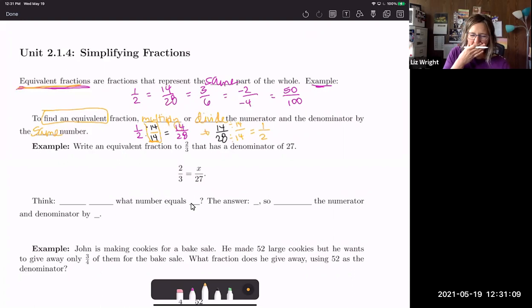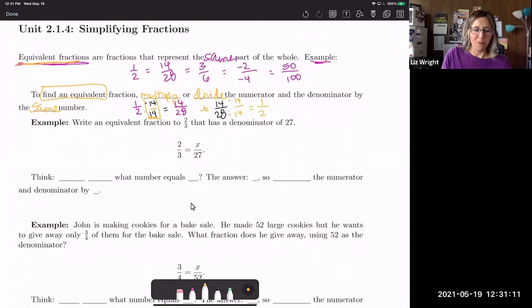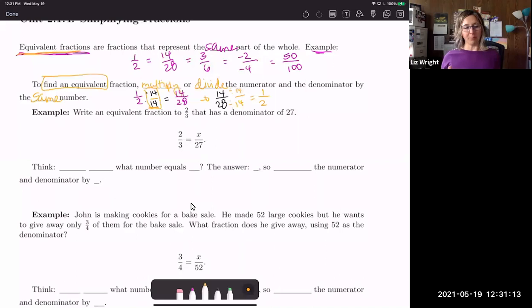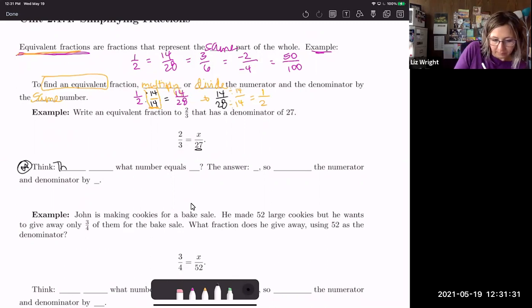So when we're looking at this next example, it says, write an equivalent fraction to 2/3 that has a denominator of 27. Again, ask yourself. And so it comes down here to this think question. So think, 3 times what number is going to give me 27? 3 times what number equals 27?